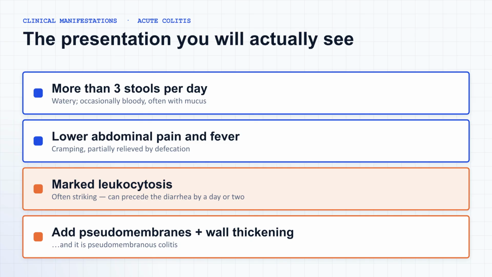The common presentation is acute watery diarrhea, more than 3 stools a day, occasionally bloody, often with mucus. Patients have lower abdominal pain and fever. And here's a finding worth memorizing. The white blood cell count is often strikingly high. An unexplained marked leukocytosis in a hospitalized patient should make you ask about stool frequency before anything else. Occasionally, the leukocytosis appears a day or 2 before the diarrhea does. Add pseudomembranes and bowel wall thickening, and you have pseudomembranous colitis. One more caution. Fever and abdominal pain are not universal. Older patients can present with confusion, a rising white count, and very little else.